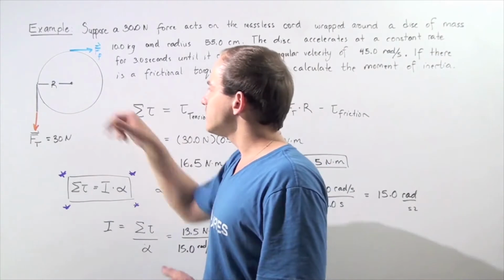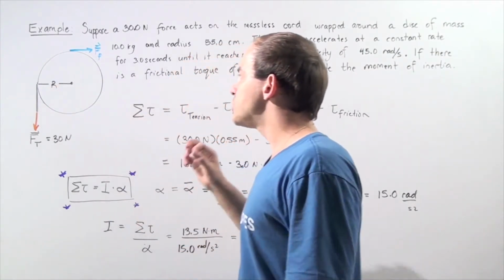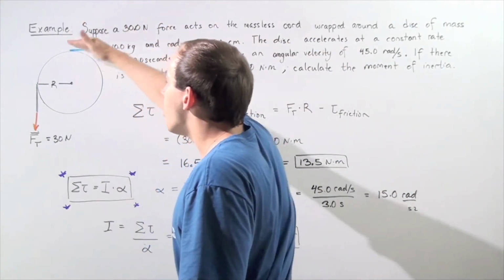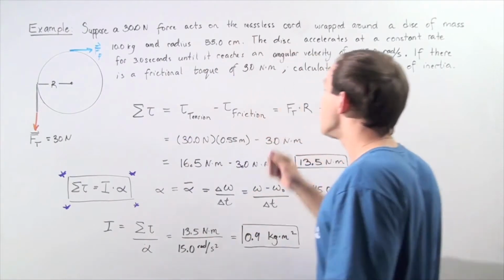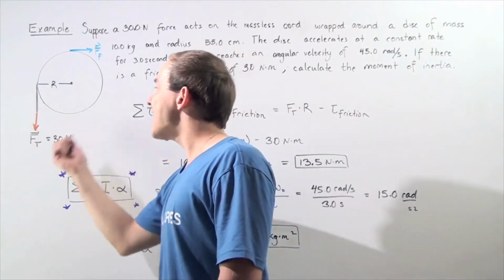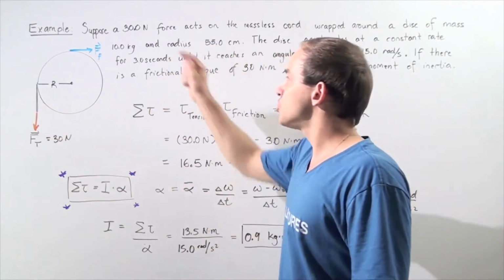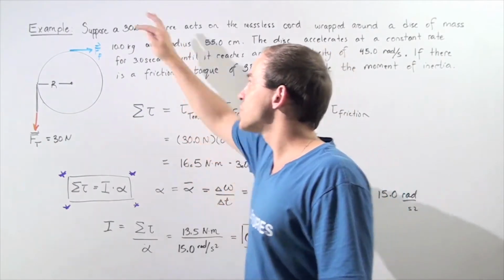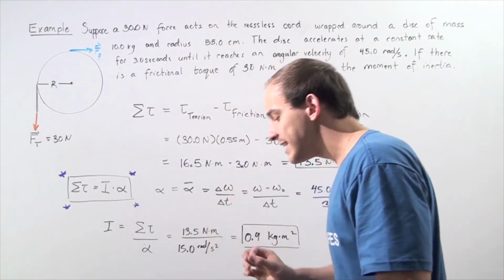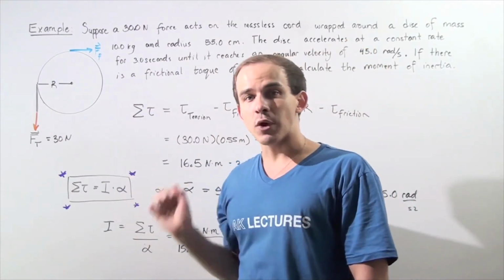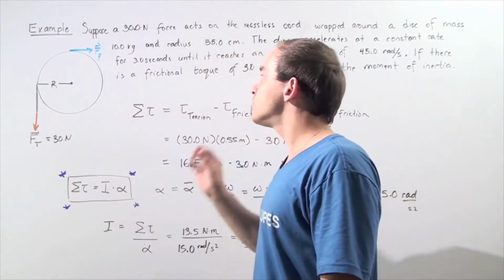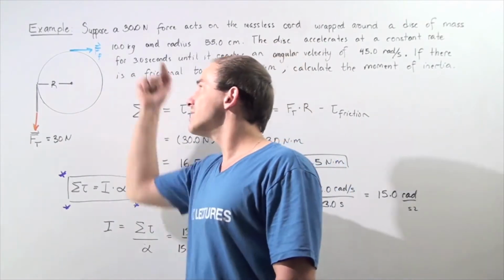So let's examine our diagram. So here we have the radius, which is 0.55 meters. We have the frictional force that opposes the motion that creates a torque of 3.0 newtons times meter, and we have a tension in the cord that is equal to 30 newtons that opposes this frictional force. So they point in different directions. They create torques that point in different directions. So this torque points counterclockwise and is positive, and the torque created by the frictional force points in the clockwise direction and is negative.